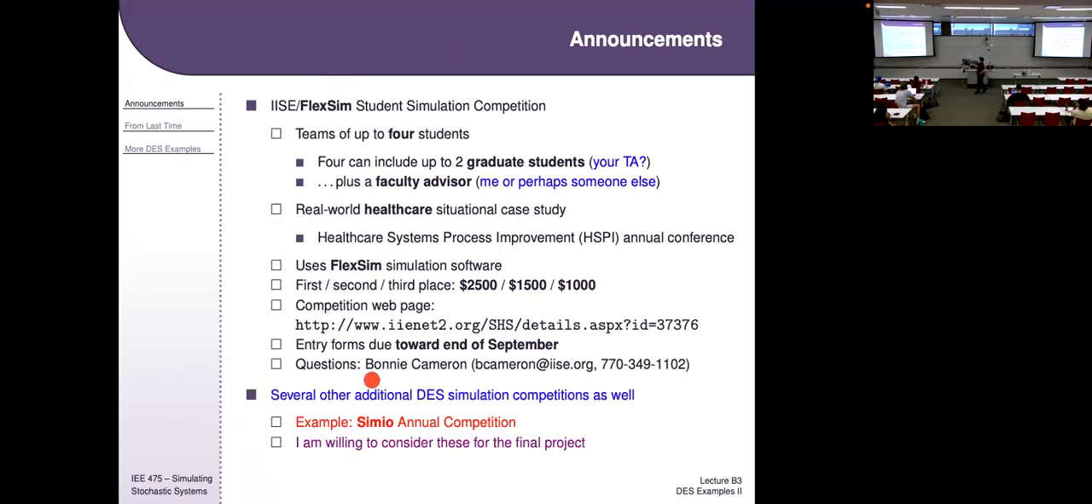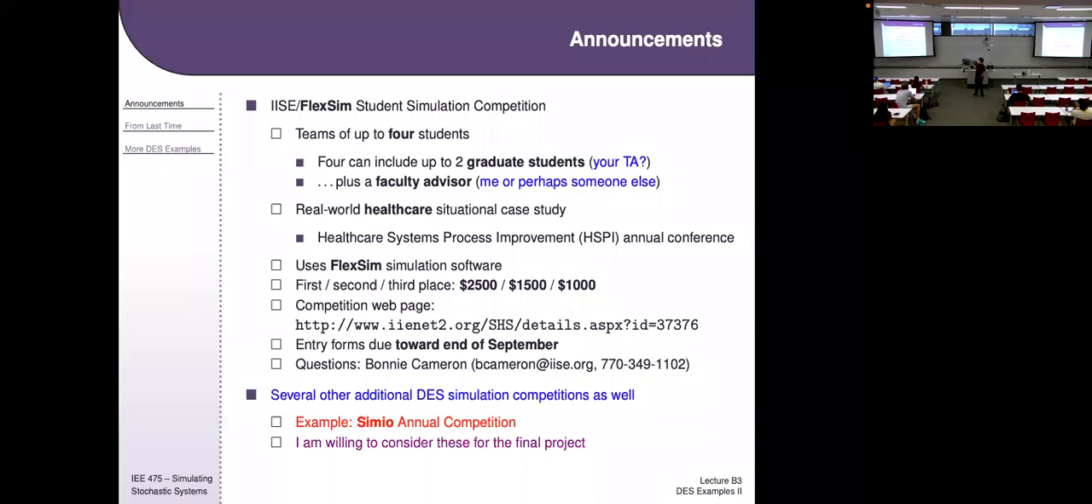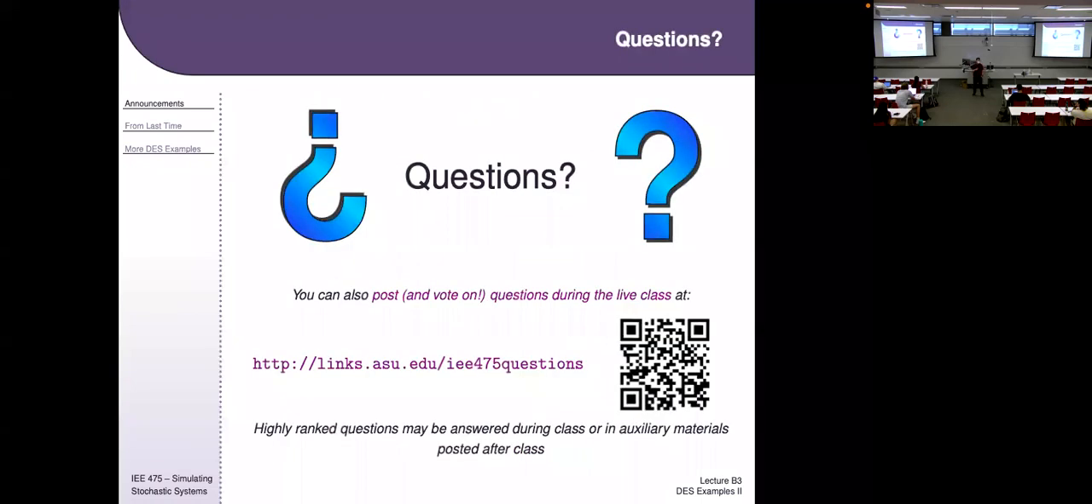There's also Simio, which is another competitor to Arena. The FlexSim one is specifically healthcare focused. If you learn Arena or Discrete Event System simulation in this course, it should be pretty easy to pick up FlexSim or Simio, even though we focus primarily on Arena in this course. So there's those options as well. That's all, and I'll just have those announcements pretty much till the end of September. So that's pretty much all of the announcements and updates.